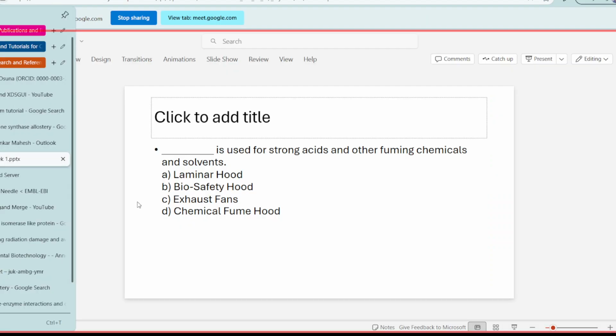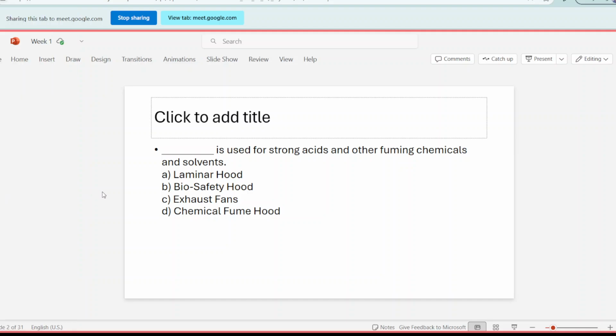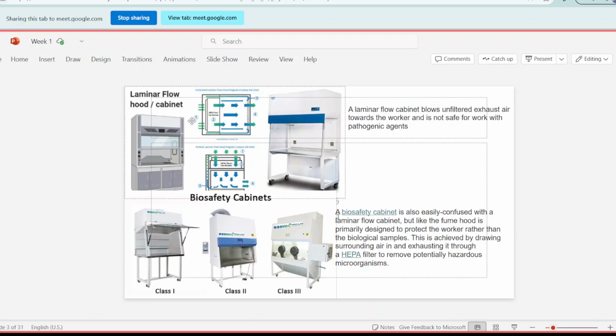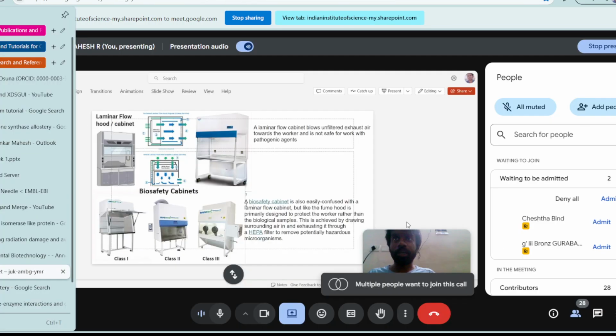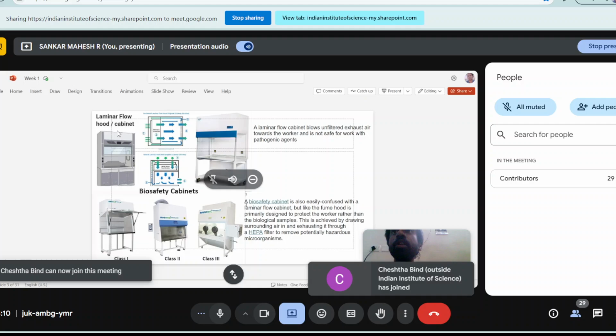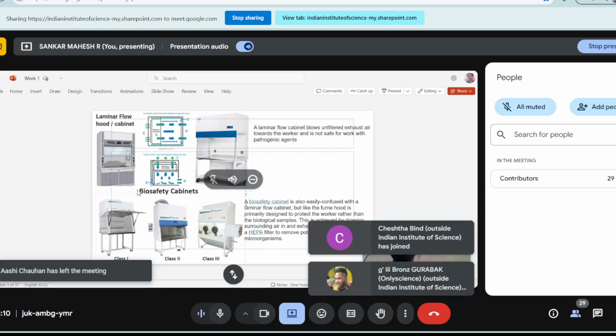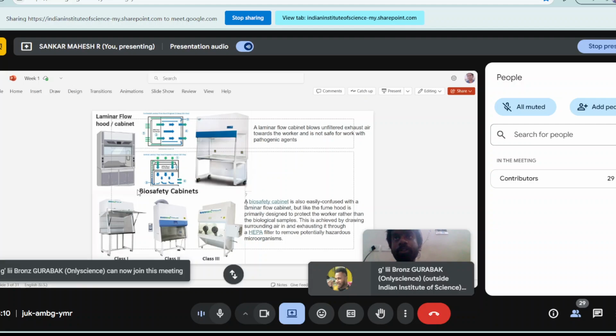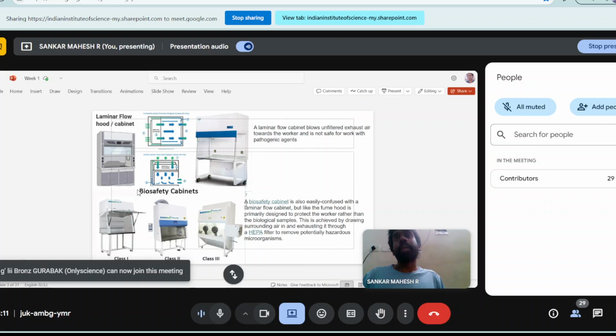We'll take a short look at what these different terminologies mean. First, a laminar hood is something that looks like this. From within the hood, you have air that is being blown towards the worker. If you see in a laminar hood, you have air coming from inside that is blown towards the person who is using the hood. This ensures that nothing enters the cabinet, so whatever sample is inside is not contaminated.